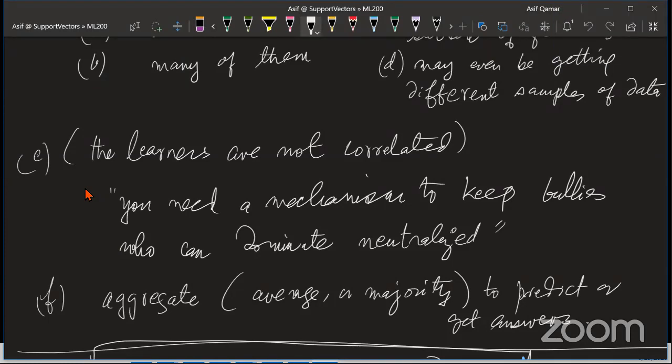Asif, I just wanted to ask you, when you said we need a mechanism to keep the bullies who can dominate neutralized, is that the way when you gave only a part of the features to each decision tree? So is that achieved by that? Exactly. In fact, the rule is square root. If you have P features, never give more than square root of P. In fact, that is one of the mathematical theorems. It's a theorem about data projections. You just need square root of P at most features to get, there are words like isometric embedding and so on and so forth. I won't go into the mathematics, but take it as a fact that it works.